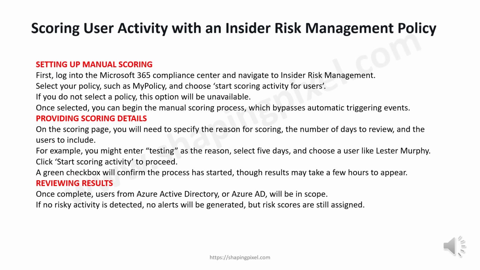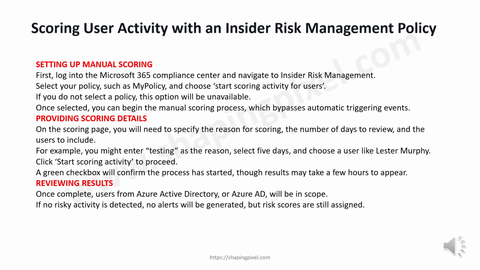Let's walk through how to manually score user activity in Insider Risk Management using Microsoft 365's Compliance Center. This process helps organizations proactively monitor user behavior and assign risk scores based on specific policies. First, log into the Microsoft 365 Compliance Center and navigate to Insider Risk Management. Select your policy, such as My Policy, and choose Start Scoring Activity for Users. If you do not select a policy, this option will be unavailable.